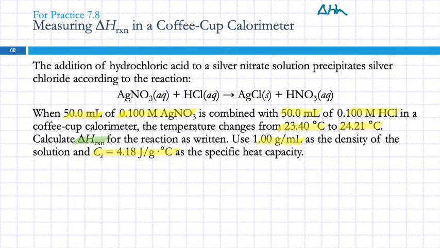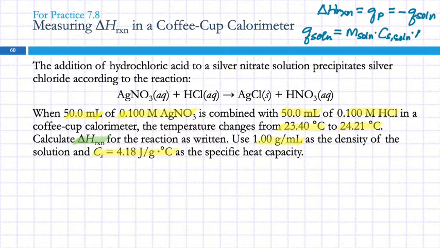So we just discussed that delta H is equal to the Q at constant pressure, and that is equal to negative Q for the solution. Well, what's Q for the solution? MC delta T. Q equals MC delta T. It's the mass of the solution times the specific heat capacity of the solution times the change in temperature of the solution. SOLN is an abbreviation for solution.